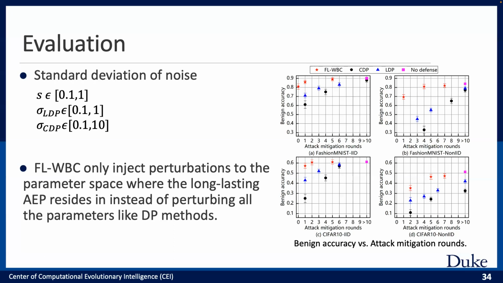So basically, for the same mitigation round, meaning how many rounds we are able to last, we can have a much better benign accuracy, as we show here. There's a Pareto front here, that is the right star. It shows much better results for the different noises and sizes, as we show here.